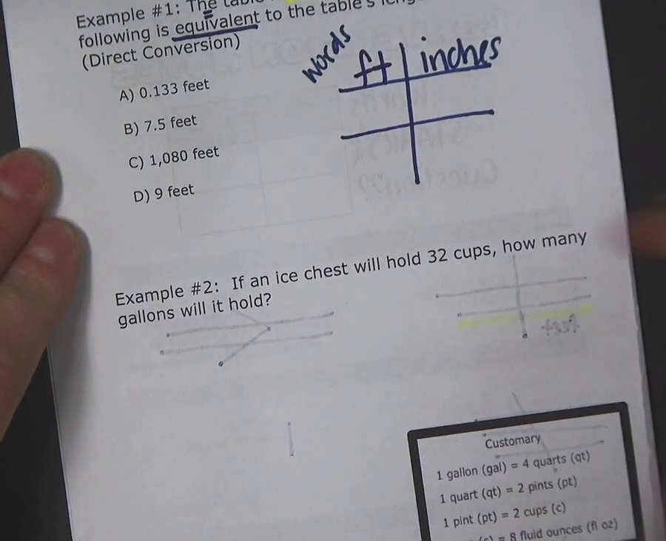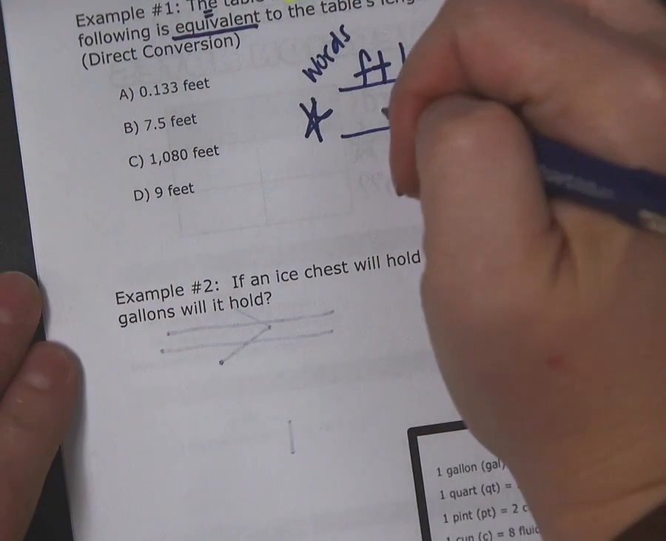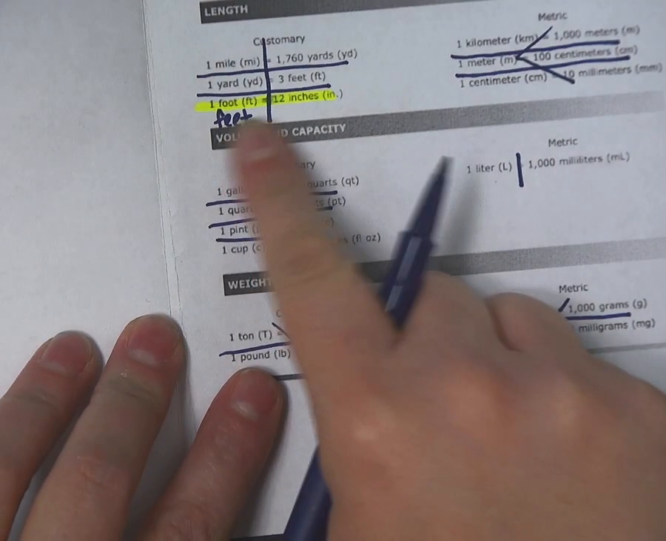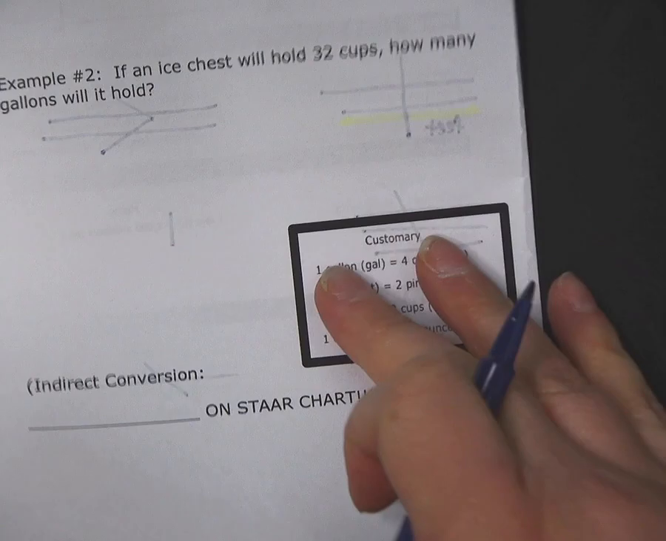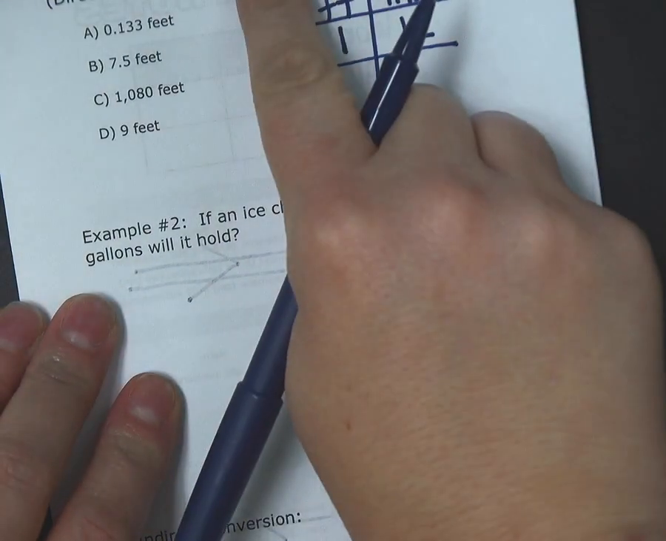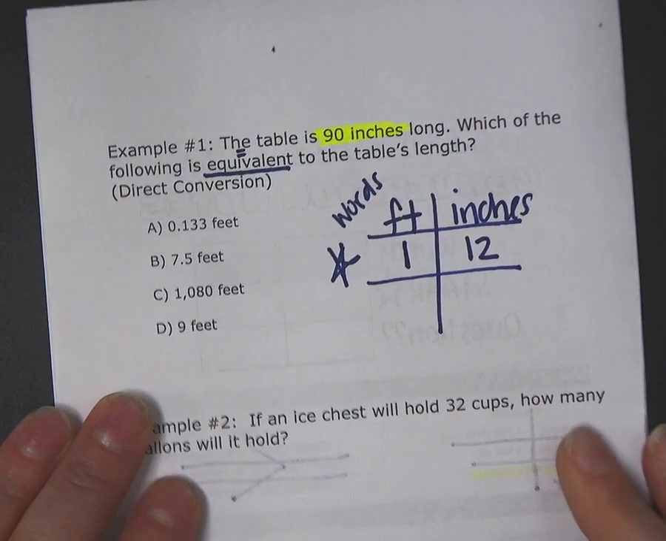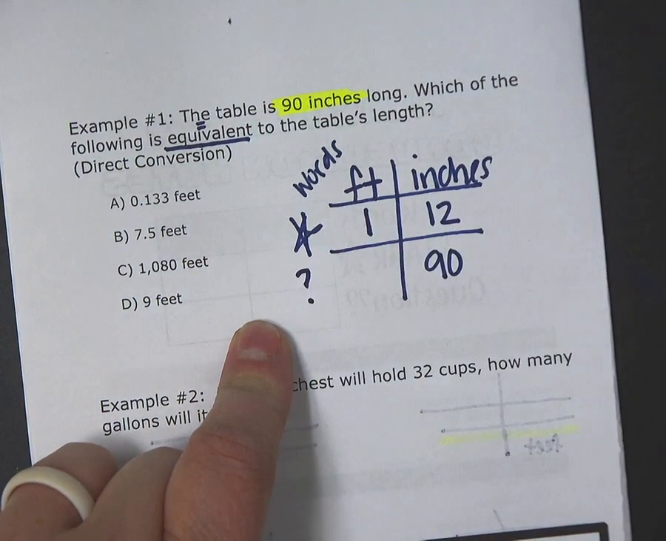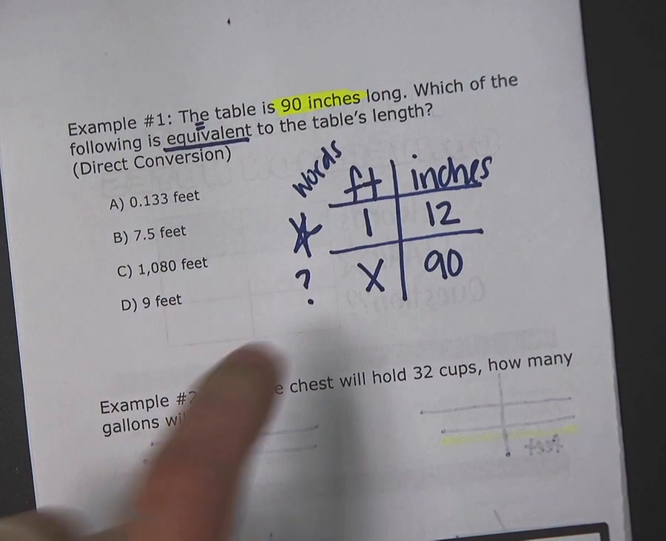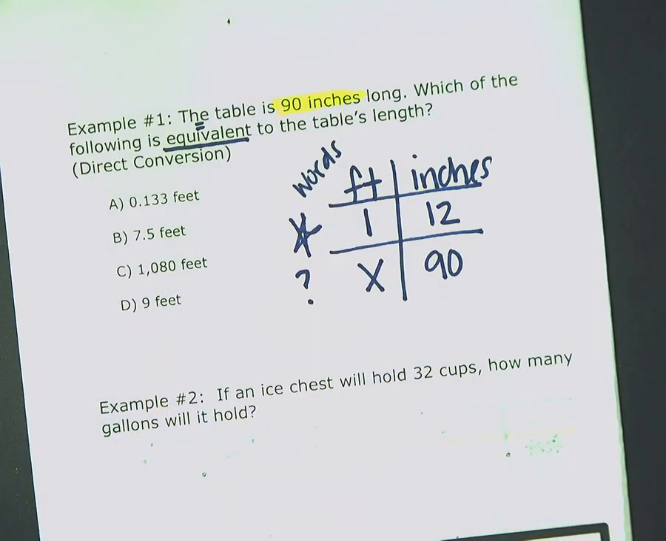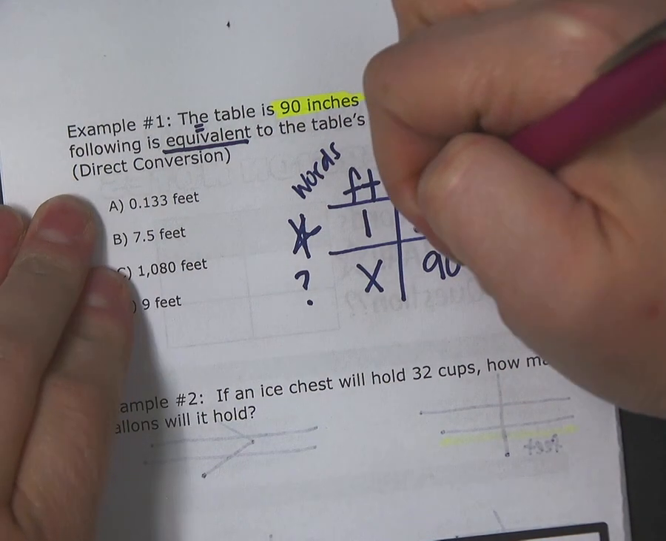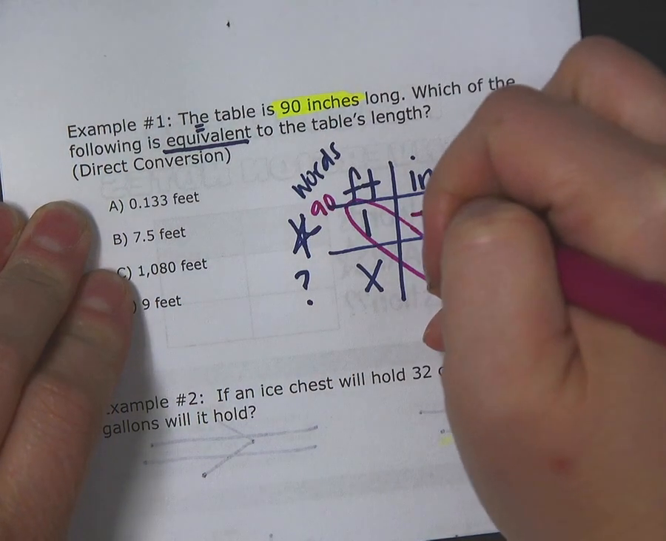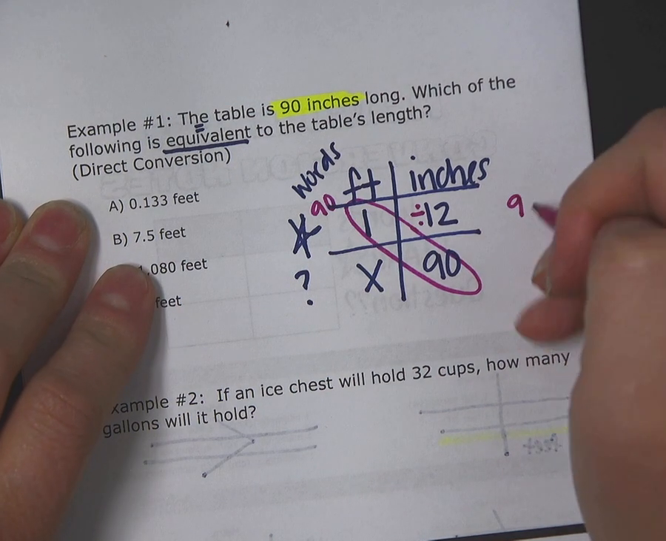The next part of our table comes straight from the STAAR chart, and we read 1 foot equals 12 inches. Again, that came straight from the STAAR chart. 1 foot, 12 inches, in that order. Then we have to read our question. Our question said 90 inches. So is 90 going to go in the feet? No, it's going to go in the inches. And this was my question, which means what's missing? Feet. Now I have a proportion. I'm going to solve just like we've been doing for the last few weeks. I'm going to cross multiply 1 times 90, and I'm going to get 90, and I'm going to divide by 12.